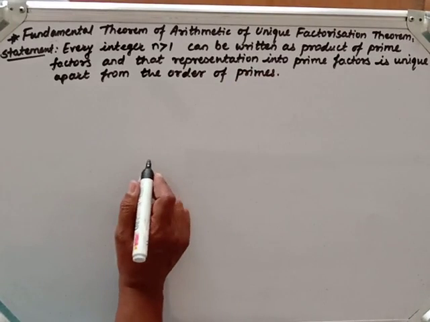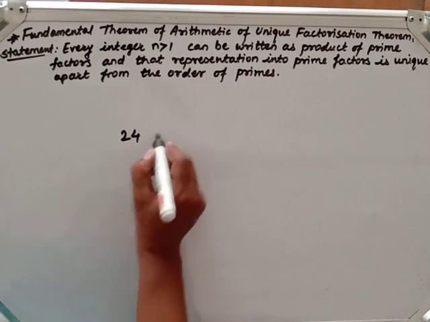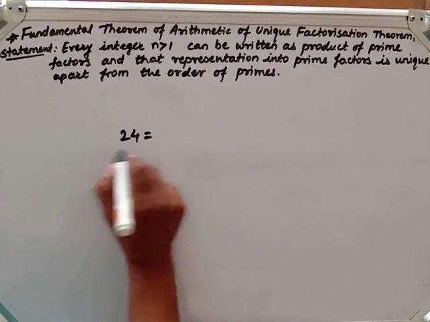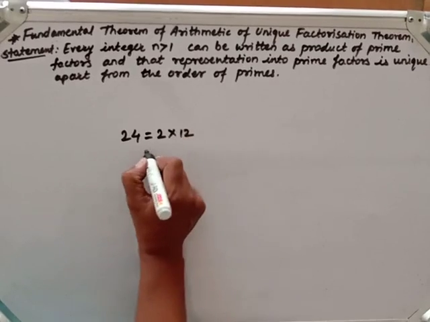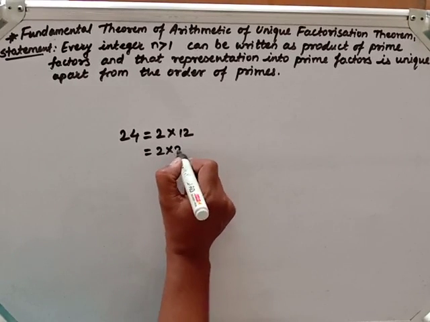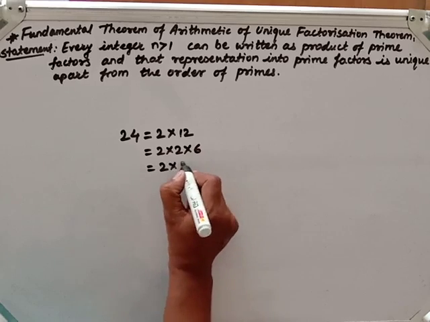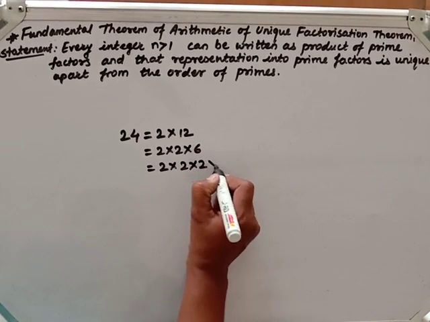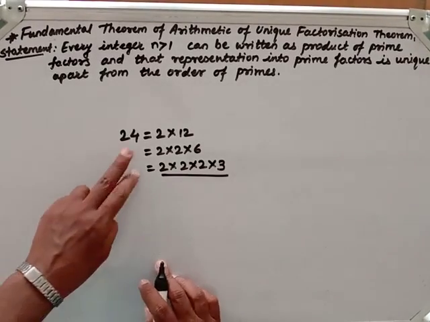We have already used this many times. Now suppose I will take the number 24. Now you know the prime factorization of 24 is 2 into 12. Again 2 into 2 into 6. The same one can be written as 2 into 2 into 2 into 3. So this is our prime factorization of 24.